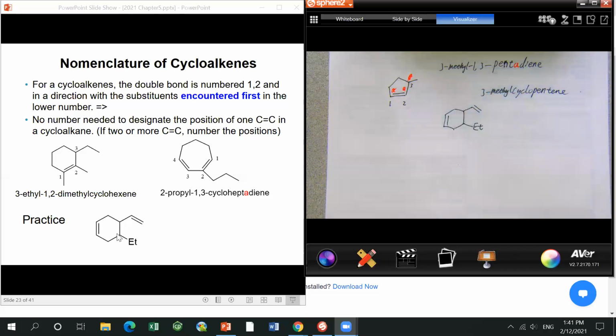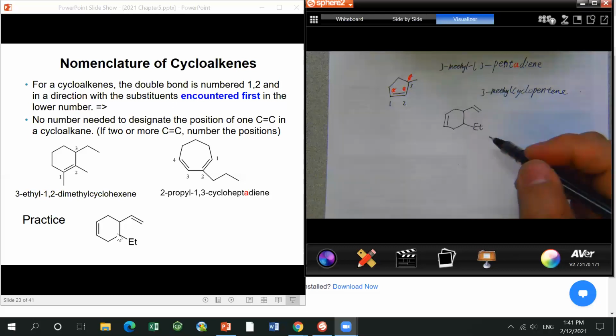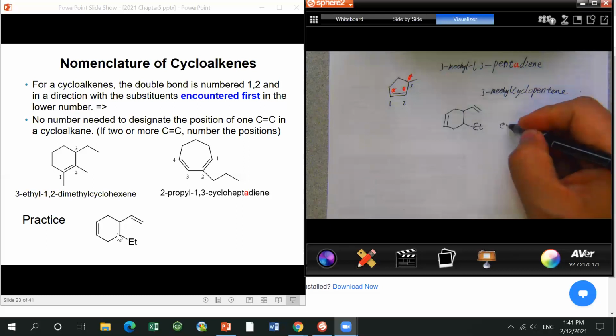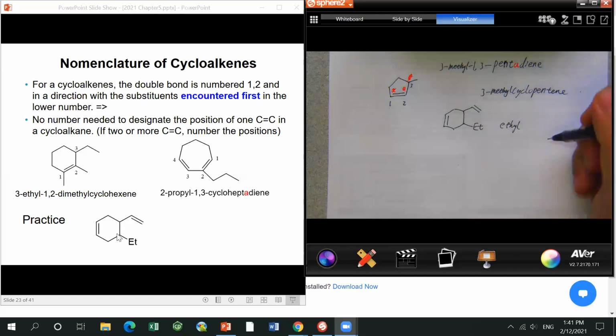Just some hint: I guess some students got confused about what Et means. Et is the abbreviation for ethyl. Quite often when people draw the structure of an organic molecule, instead of showing the ethyl, the 2-carbon chain, they just put Et here. Make sure you know the abbreviation for ethyl. Methyl is Me.